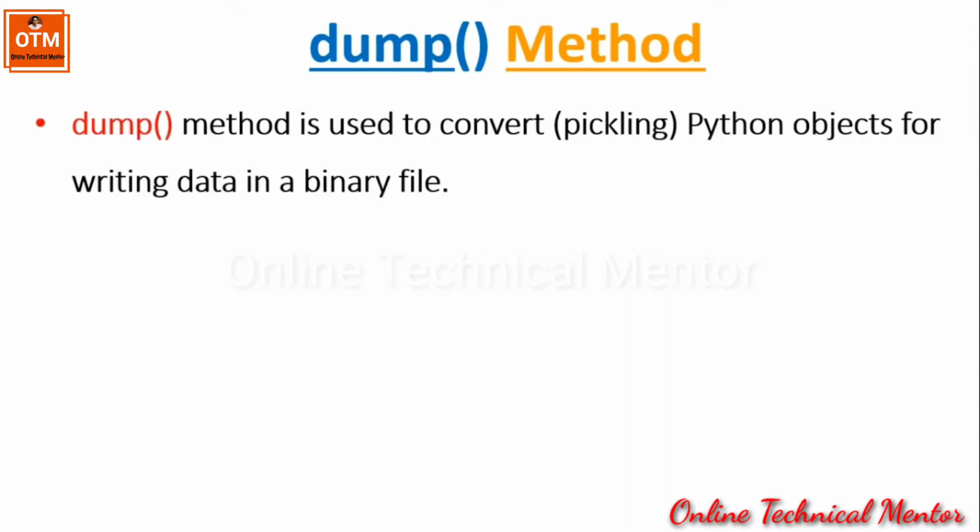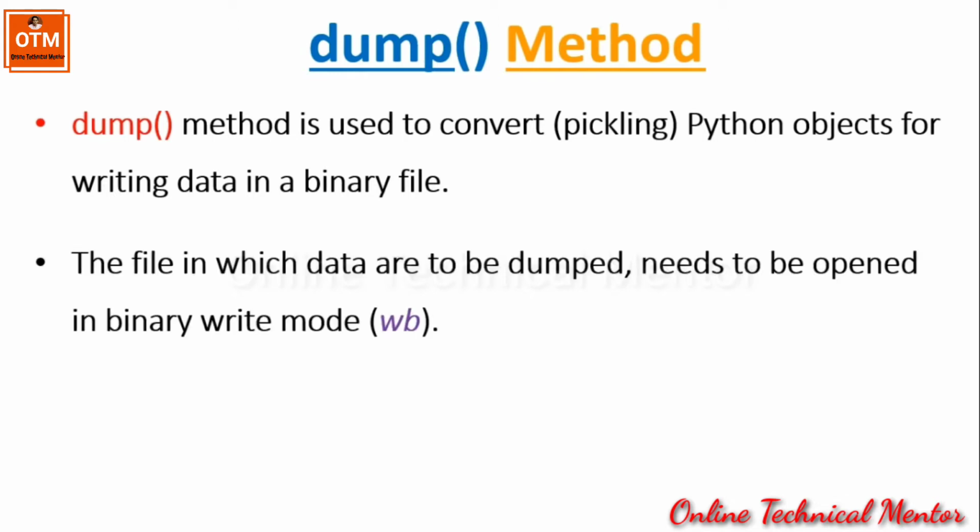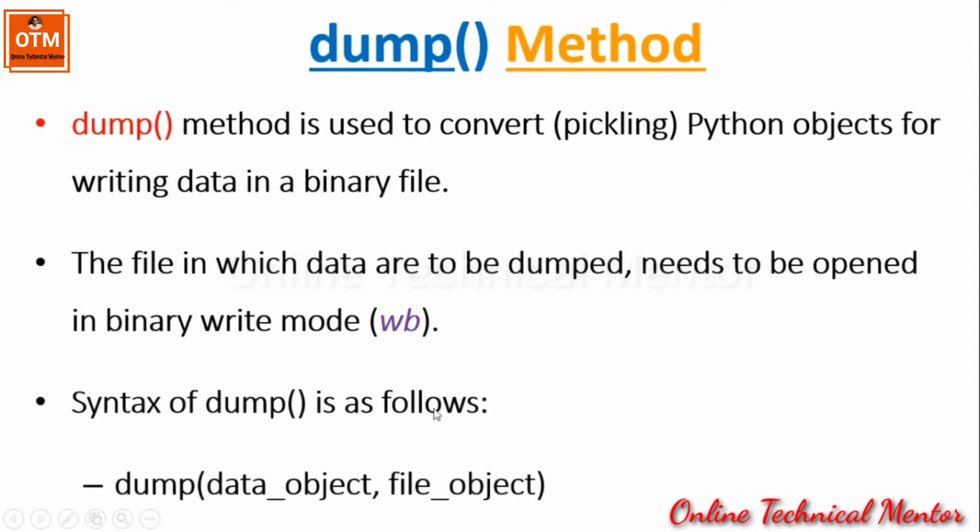Next, let's start with the dump method. Let me show you the working of the dump method. The dump method is used to convert Python objects for writing data into a binary file. The file in which data are to be dumped needs to be opened in binary write mode, that is the WB mode. B represents binary. Next, this is the syntax of the dump function. The dump function takes two arguments: the data object that is going to be stored within the file, and the file object which is pointing to the file. With the help of this dump function, we are going to store this data object within the file object.